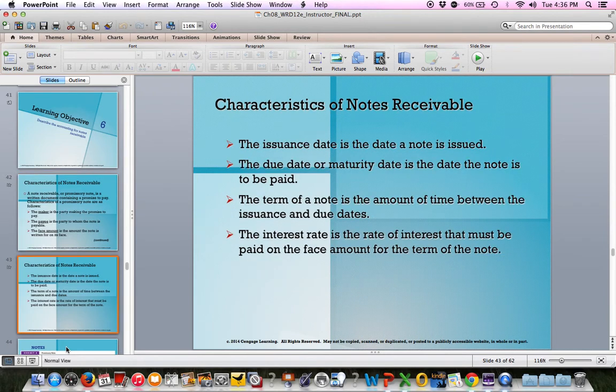Some other things to think about. Issuance date is the date the note is issued. Due date is the maturity date, the date the note is to be paid. Term of the note is the amount of time between the issuance date and the due date. That's the term, so it's a time period. And the interest rate is the rate that must be paid on the face amount of the loan for the term of the note. So we're going to pay an interest rate based on the term of the note, how many days it's due, and then make our payment.